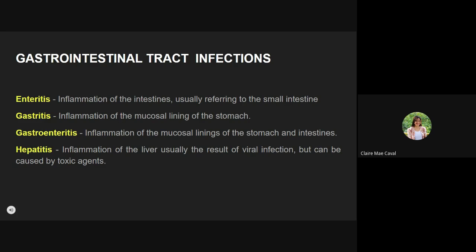So what are other etiologic agents that cause gastrointestinal tract infections? You have Campylobacter jejuni, Escherichia coli, Salmonella species, Shigella species, Staphylococcus species, Yersinia, norovirus, and adenovirus.